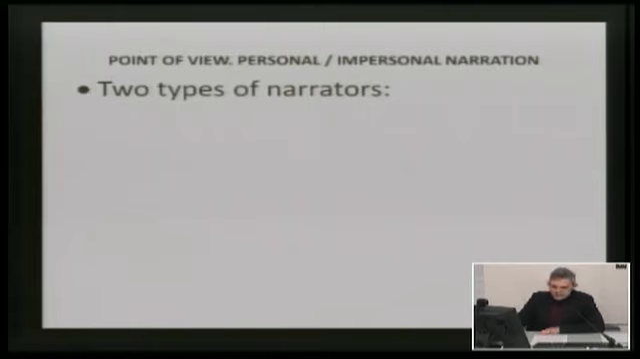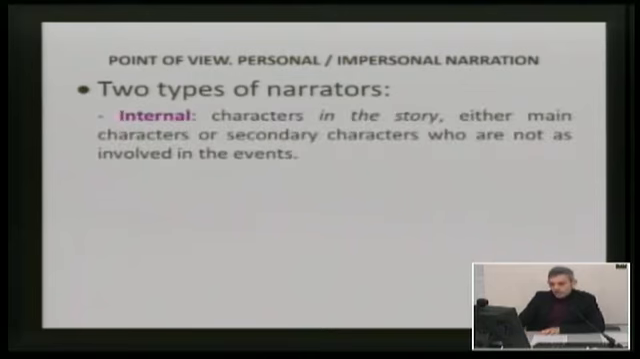We may distinguish two types of narrators: internal or external. Internal narrators are essentially characters in the story, and I have highlighted "in the story" here, because we are talking about the story and not so much the text. So either main characters or secondary characters who are not as involved in the events. So internal narrators are part of the story.